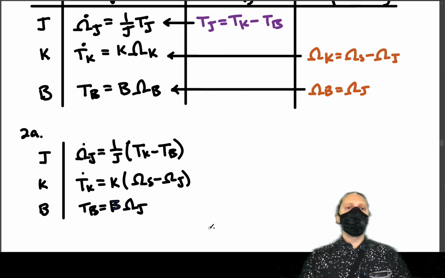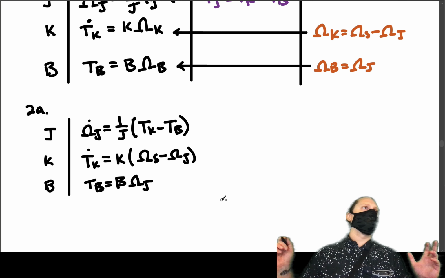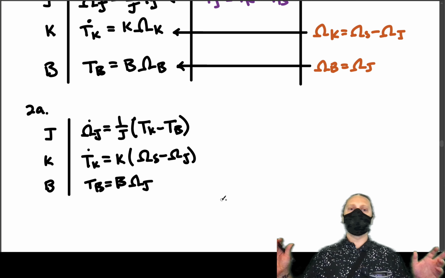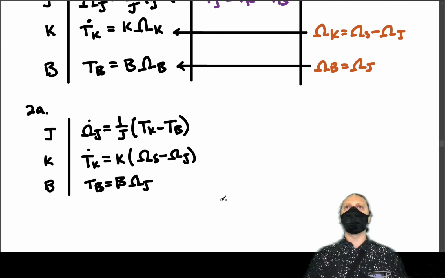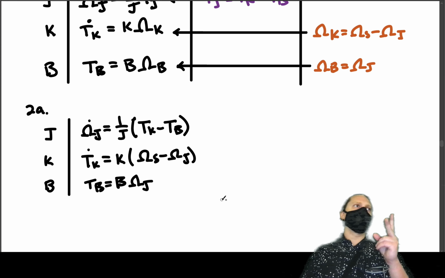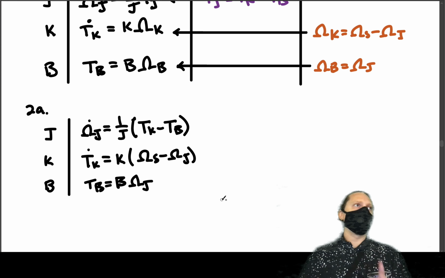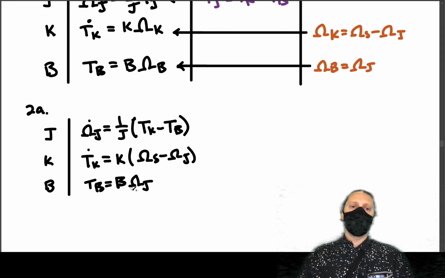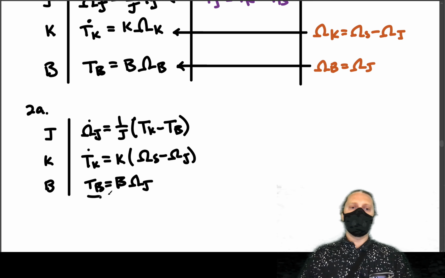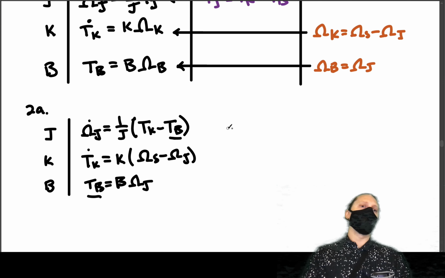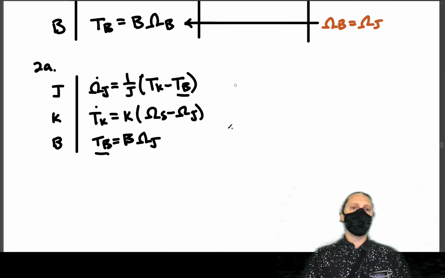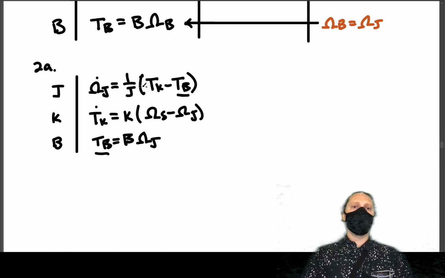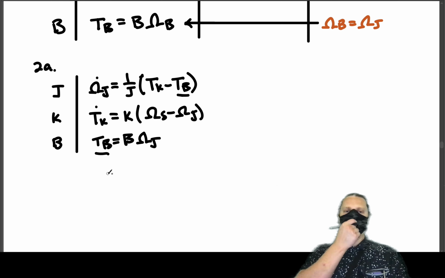So we have contracted this set of 6 equations down to a set of 3 equations. We need to get it down to 2 equations. The system order is 2. We have to eliminate one more equation and one more variable, and that's T_B. You've got to get rid of everything that's not a state variable or an input. Omega J, T_K, those are both state variables. Omega S is an input, so we're left with T_B to get rid of.